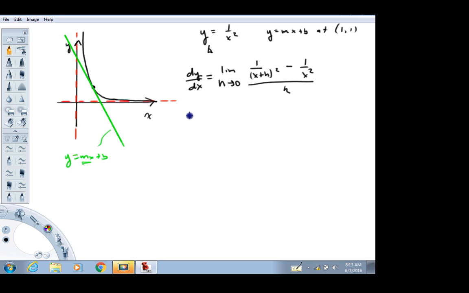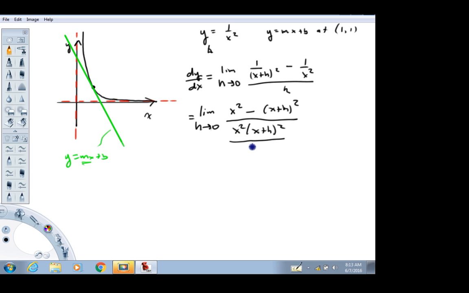All right. So now it's a matter of calculating this value. So we've got the limit as h goes to 0. Let's see, the numerator of this is just screaming common denominator. Why don't we write that x squared minus (x plus h) squared over x squared times (x plus h) quantity squared, and all over h.